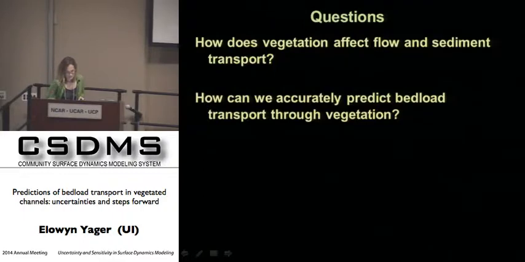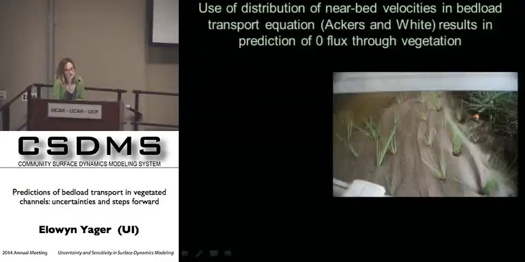Okay, so finally, how can we accurately predict bedload transport through vegetation, such as the one that I've shown you in this OSL experiment? We tried essentially the same sort of procedure. We took all those near bed velocities that we measured, and we tried to add a turbulence intensity to each of those near bed velocities, and then we put them into a sediment transport equation. In this case, we're using a different sediment transport equation that's based on velocity instead of shear stress, just because we didn't have shear stress measurements, so we used the Ackers and White equation.